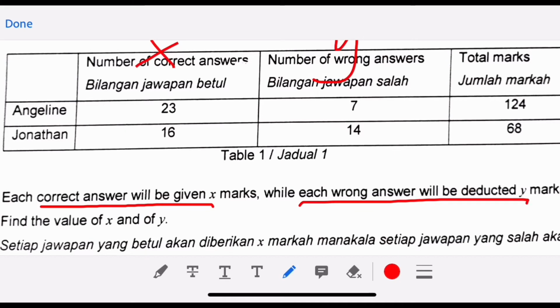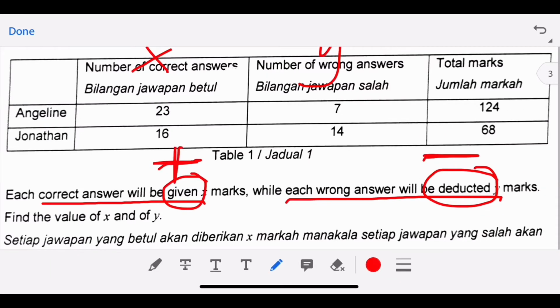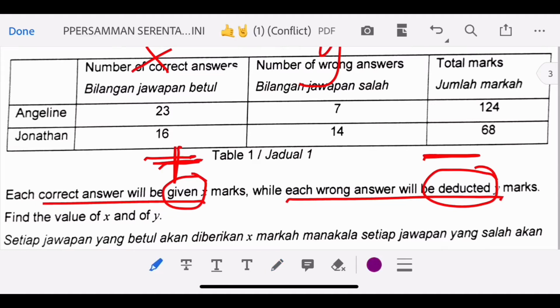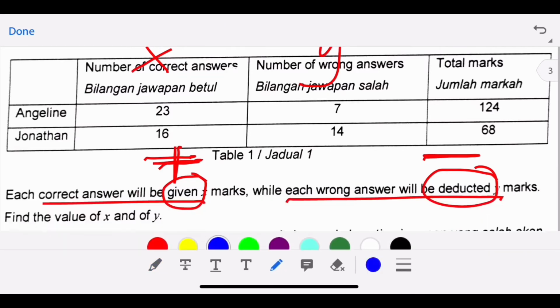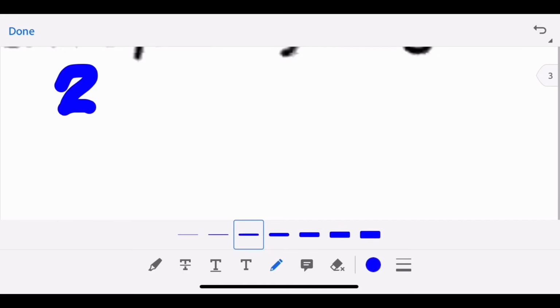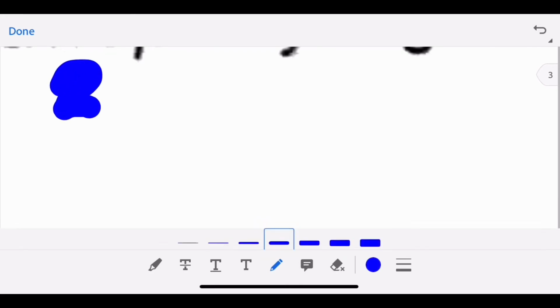And for Jonathan, it should be 16X minus Y equal to the marks given there. Alright, so which is equal to 68, right? Okay, that is how you figure out the mathematical equation. Then from there you will write down the two simultaneous equations. So I'm going to write the simultaneous equations right now.